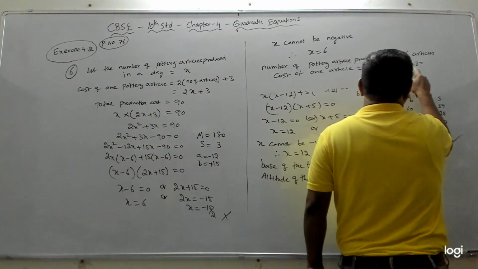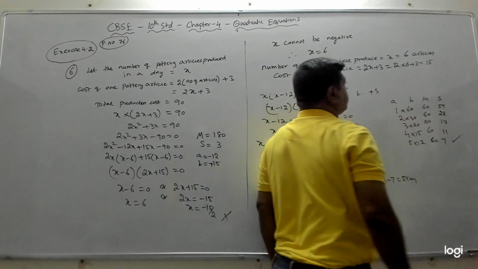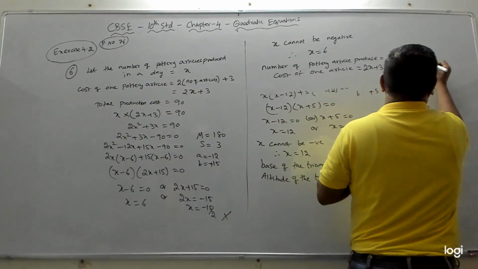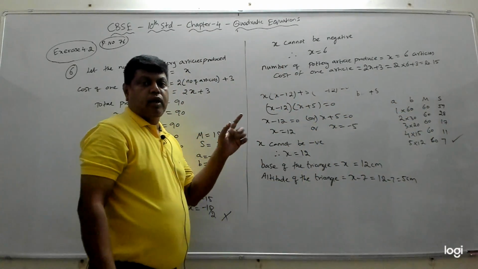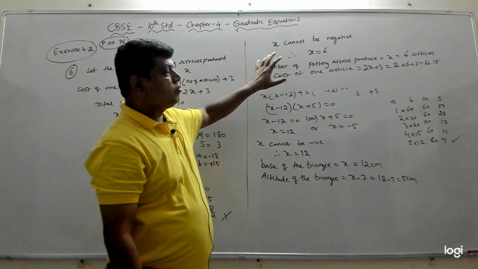Right? So first you have to do the multiplication. 2 into 6 is 12. 12 plus 3 is 15. So rupees 15. I'll say rupees 15 because it's a cost, right? So the number of articles produced was 6 and the cost of one pottery article was rupees 15. So this is the answer. Clear?